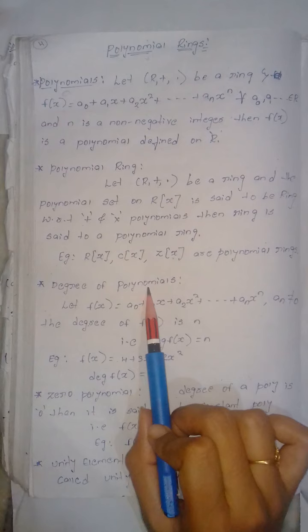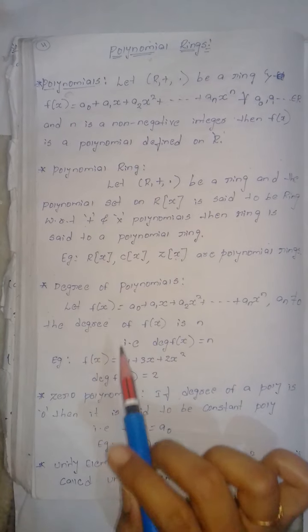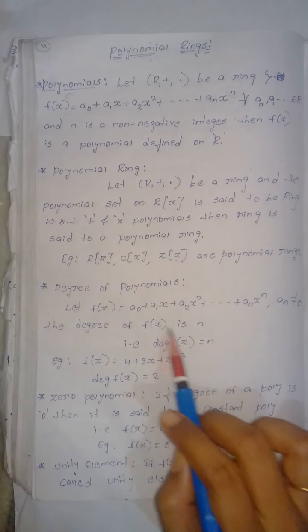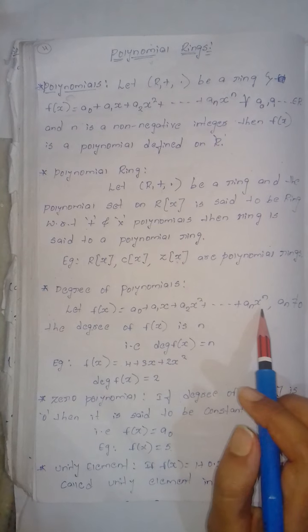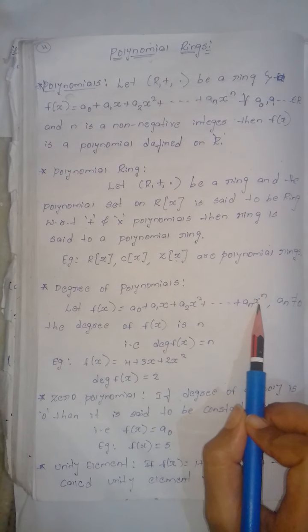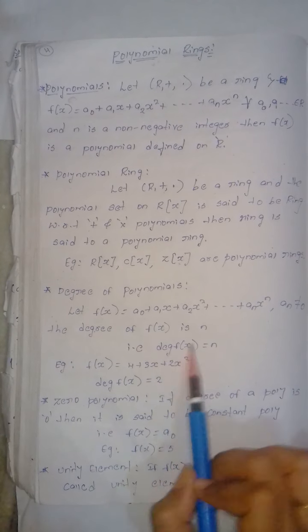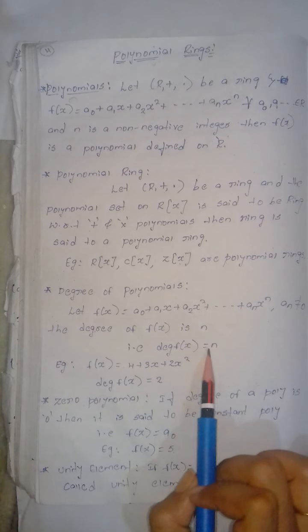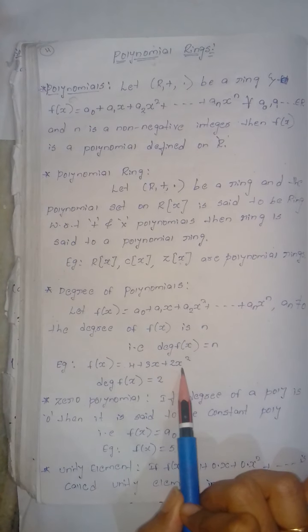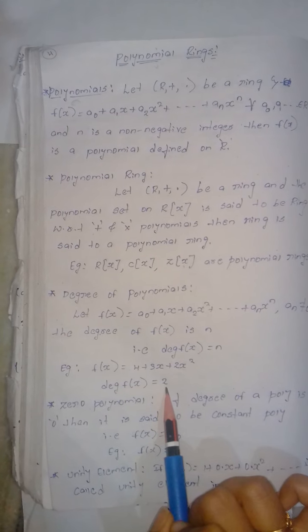Next, degree of polynomial. f of x equals, we are considering the polynomial, and here you see up to x power n. The degree of f of x is n. We have to see the degree always as the power of the variable x. Here the degree of f of x is n. And symbolically we will write in the theorems like degree of f of x equals n. Example, we are taking some f of x, and here you see the highest degree value is 2. So degree of f of x equals 2.